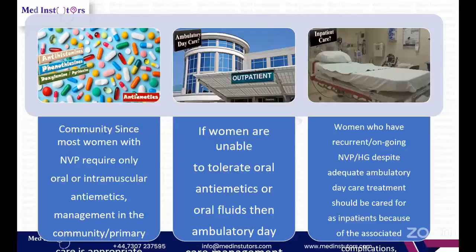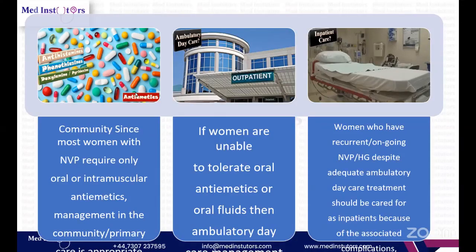They will give you the score, and they will ask you the management. So these are the three streams of management. One is the community-based management. The second one is the ambulatory daycare management, which is an outpatient management. And the third one is the inpatient management, in which we have to keep the patient admitted.